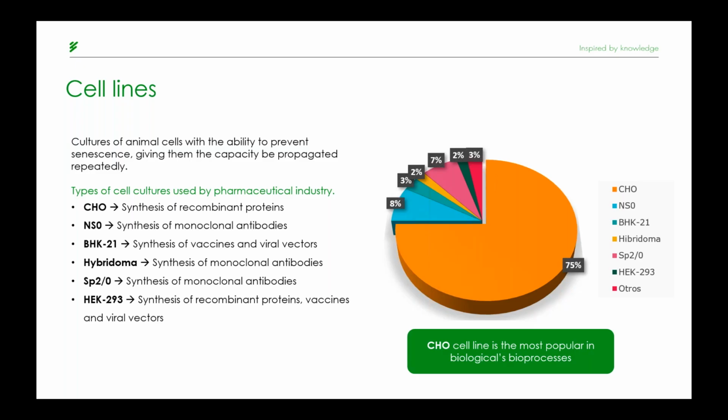Here in this graphic, we can see the different applications, the different uses of this type of cell in the industry. As we can see, CHO is the most popular cell line. Some companies also use NS0 and SP2 because the main kind of product is monoclonal antibodies. But without any doubt, CHO is the king of the cell lines.